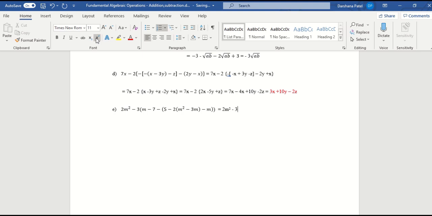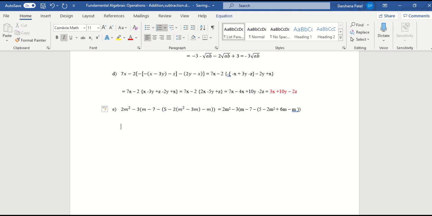3 bracket m subtract 7 subtract bracket 5 minus 2m square minus 2m square minus plus 6m minus m, and 2 brackets complete. So we got rid of this bracket right here. We got rid of this bracket.